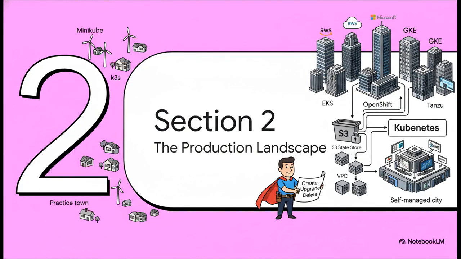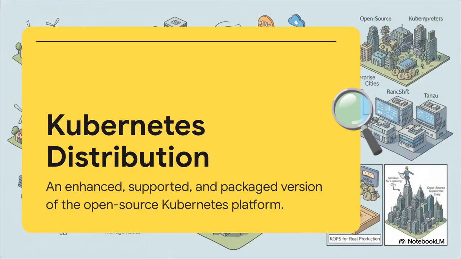So if it's not Minikube, then what are companies actually using? In this next section, we're going to map out the real landscape of Kubernetes systems that you'll find out there in the wild. The one key idea you really need to get is this thing called a Kubernetes distribution. You see, just like with a lot of open source software, the raw code is only the starting point.